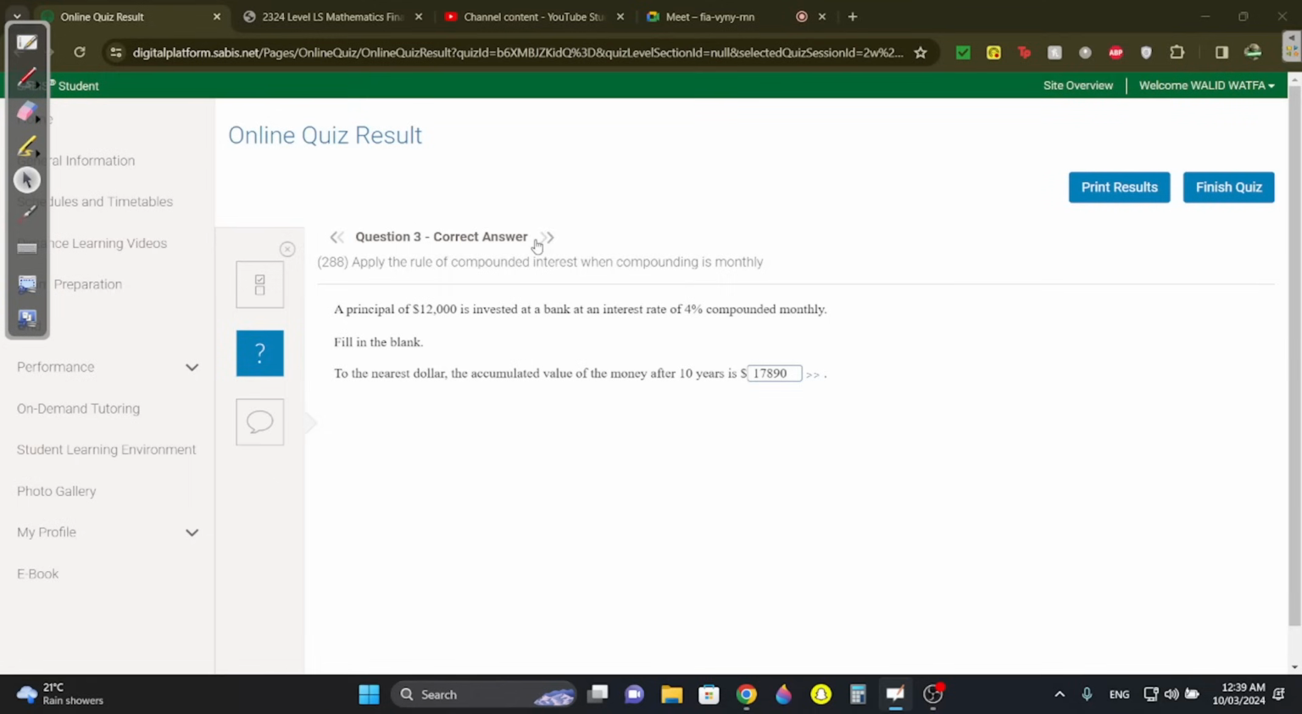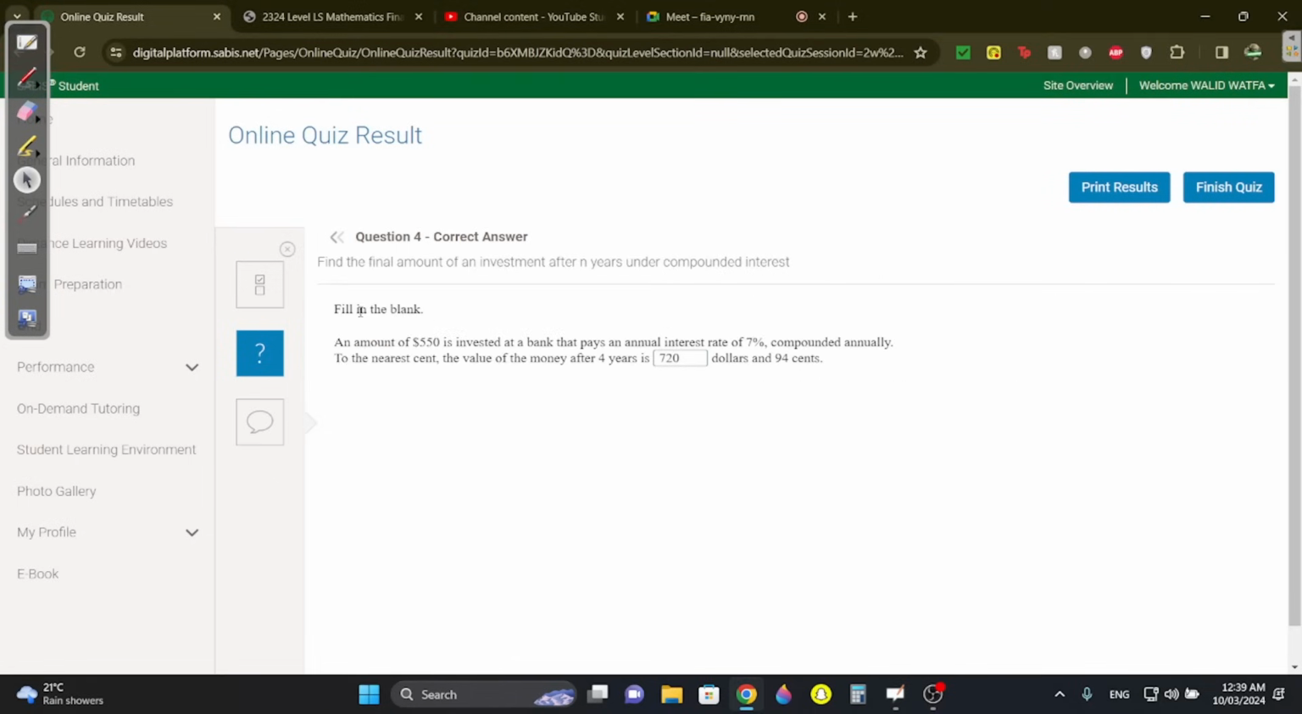Question 4. An amount of $550 was invested into the bank. It pays an annual interest rate of 7%, and is compounded annually, so normal. To the nearest cent, find the value of the money after 4 years. There's nothing sketchy here. You solve normally.